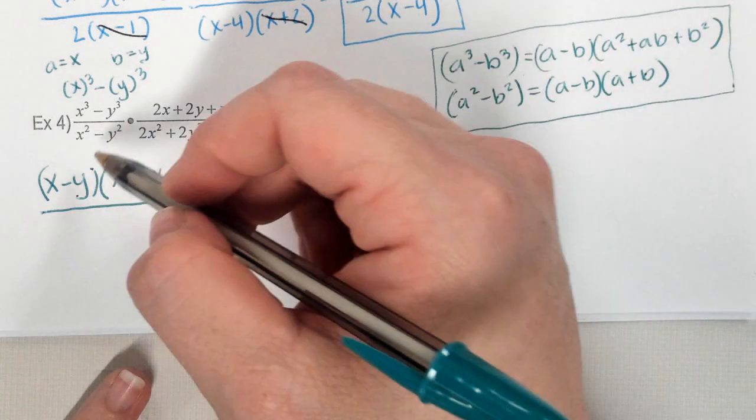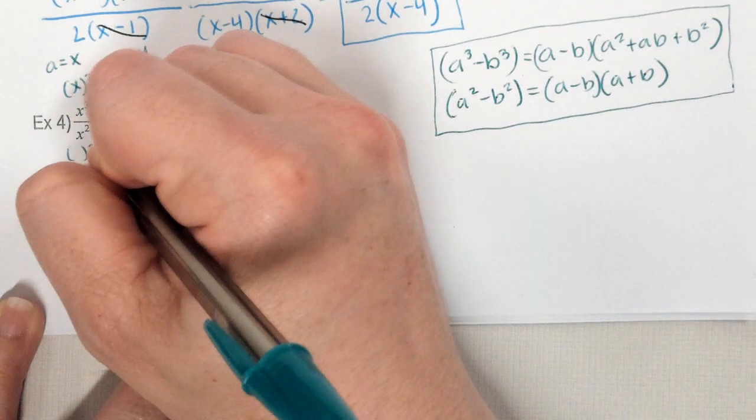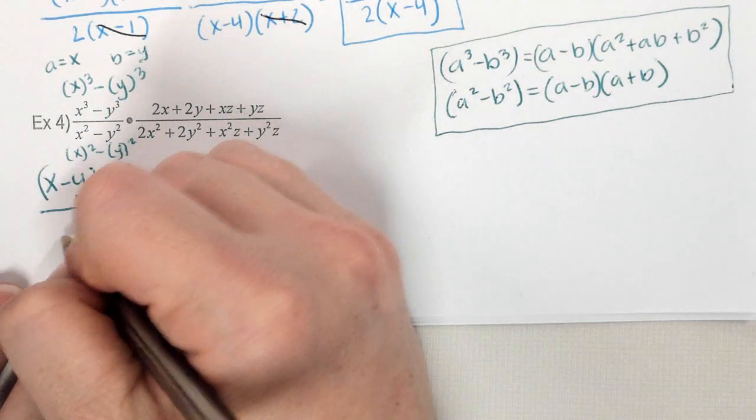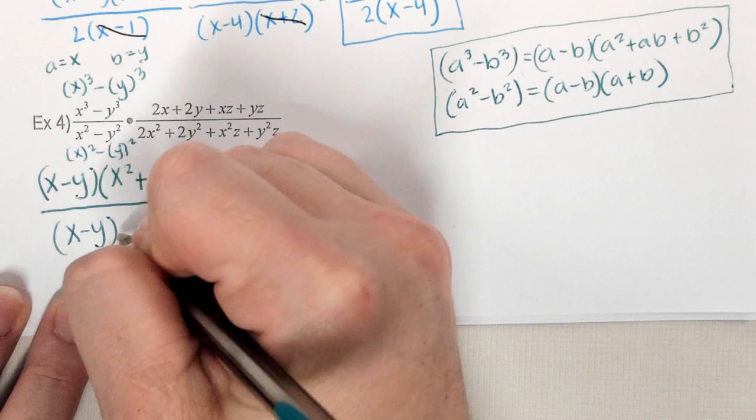Okay, and the bottom is very, very similar, except this time it's a perfect square minus a perfect square, so x and y, a is still x, b is still y. It's x minus y, x plus y.